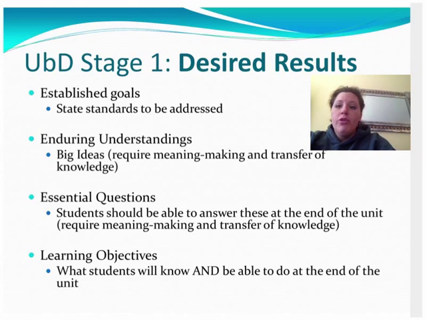So to recap, for stage 1 and our desired results, we need to make sure that we have our established goals, which is our state standards that we're going to address for a unit, our enduring understandings, which are the big ideas that require the meaning making and the transfer of knowledge, our essential questions that should guide our students' learning and give them something to focus on and be able to respond to and answer by the end of the unit, again, using meaning making and transfer of knowledge skills, and our learning objectives, which will dictate what it is students will know and be able to do at the end of the unit. And that is stage 1.